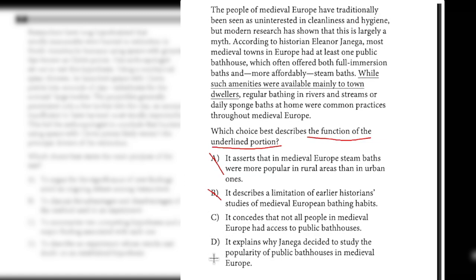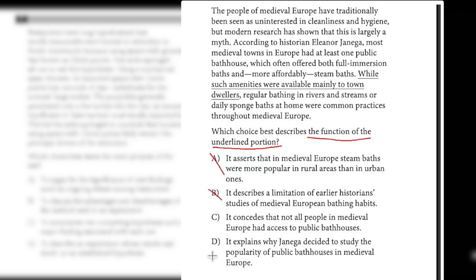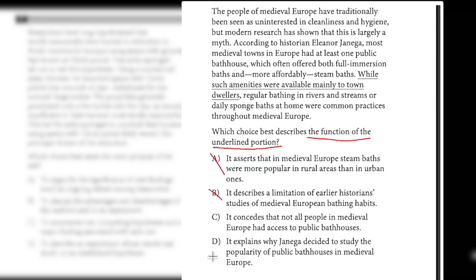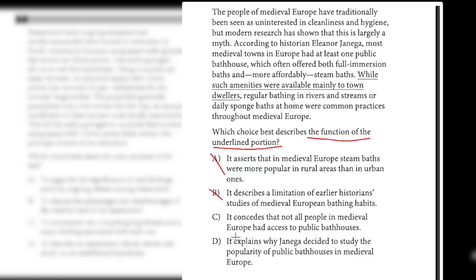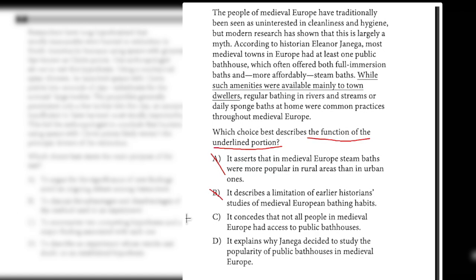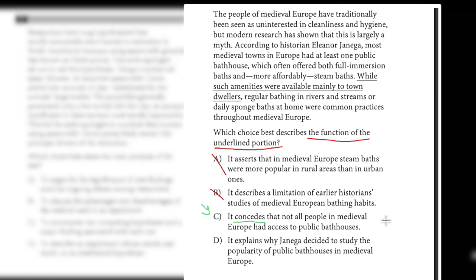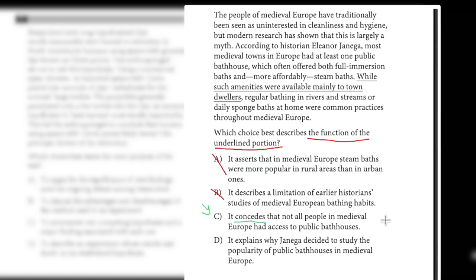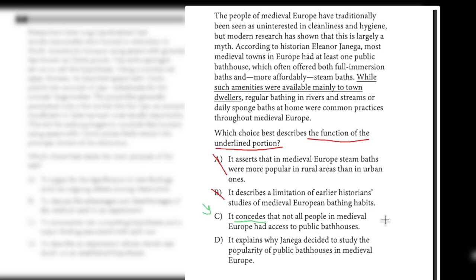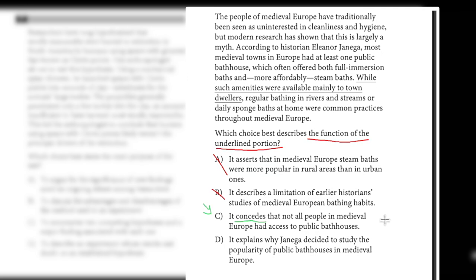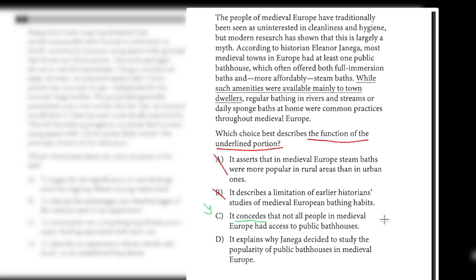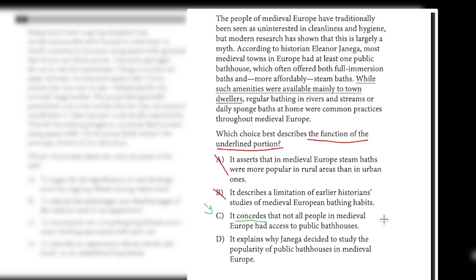It explains why Janiga decided to study the popularity of public bathhouses in medieval Europe. That doesn't line up with my anticipation. Let's take a closer look at C. The word that's getting me is concedes. The fact that all people didn't have access to public bathhouses should sort of go against something else. If it's a concession, you're saying, even though this is the case.